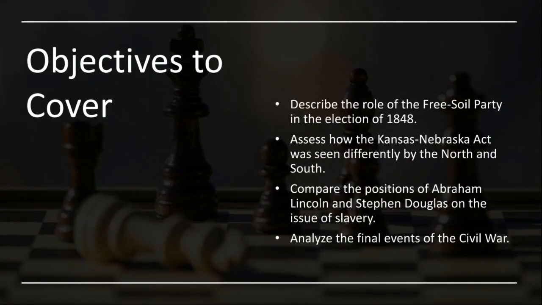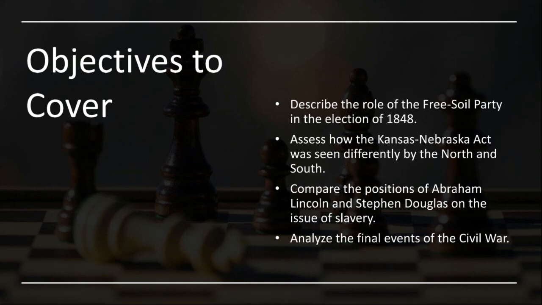So we'll start by examining the Free Soil Party and its impact on the election of 1848. In the mid-19th century, the issue of slavery was a central point of contention. The Free Soil Party emerged in 1848, advocating against the expansion of slavery into new territories. Their platform centered on the idea of, quote, "free soil, free labor, free men," end quote, opposing the spread of slavery into Western territories acquired after the Mexican-American War.